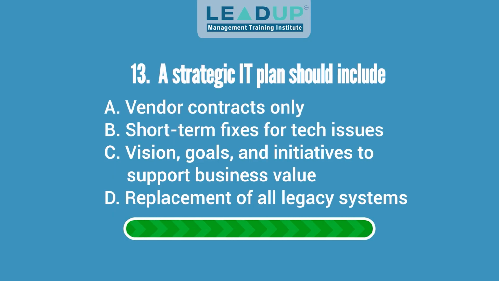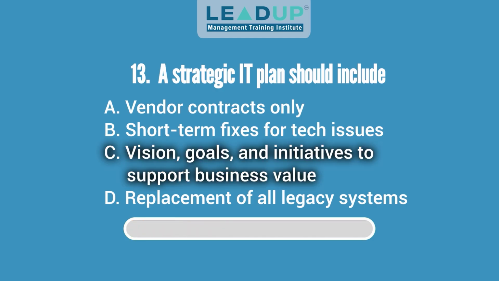Question 13. A strategic IT plan should include A. Vendor contracts only, B. Short-term fixes for tech issues, C. Vision, goals and initiatives to support business value, and D. Replacement of all legacy systems. Answer: vision, goals and initiatives to support business value.